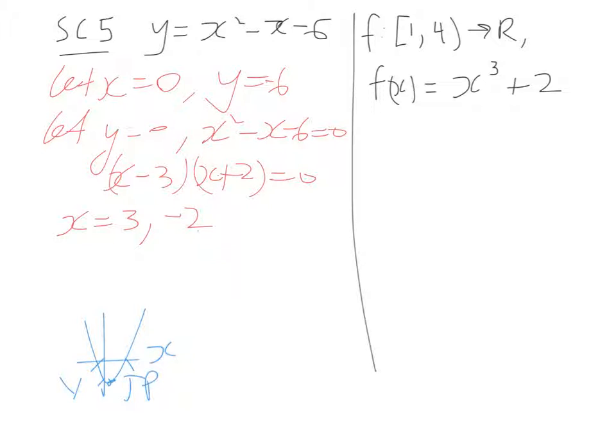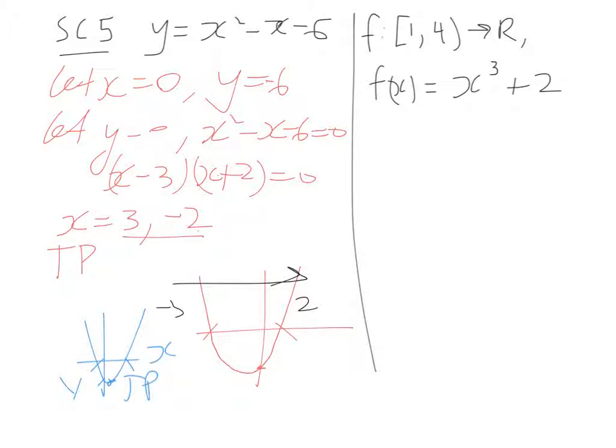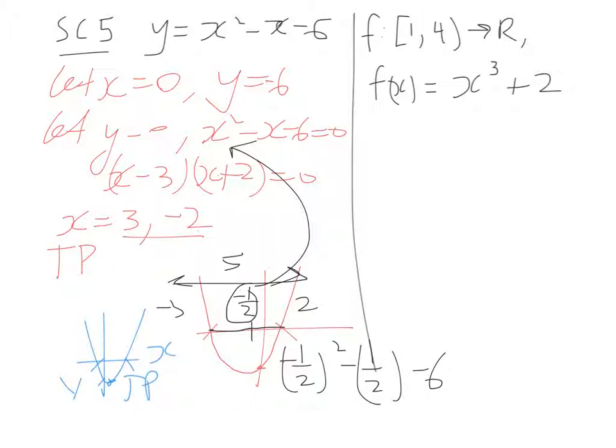Now, a parabola being symmetrical, we know that our turning point is halfway between these. So going from negative 2 out to 3, I know that I've travelled a distance of 5. Half of that will be 2.5. So we go from 3 back 2.5, and we are at 1 over 2. So then we've got our x coordinate for our turning point. We substitute that back into our equation: 1 over 2 squared minus 1 over 2 minus 6, and we get the y coordinate for our turning point.